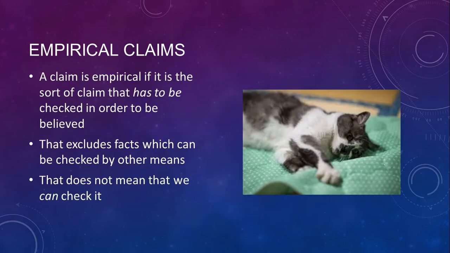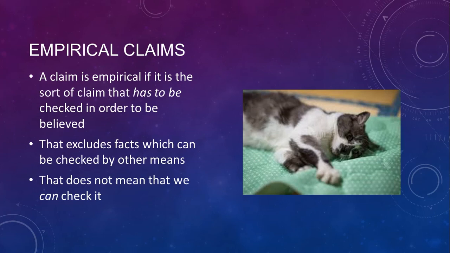Okay. So an empirical claim is the sort of claim that has to be checked in order to be believed, or we have to know what kind of observation would be able to check it. So that excludes facts that can be checked by other means, for example, knowing things that are true by definition. If it's true by definition, then it's not an empirical claim. So triangles have internal angles that add up to 180 degrees is not an empirical claim, even though you can check it by measuring and adding them up. You'll get like 179.5 or something. But you can do it. And furthermore, it does not mean that we can check it. So that was the point of the last couple of slides.